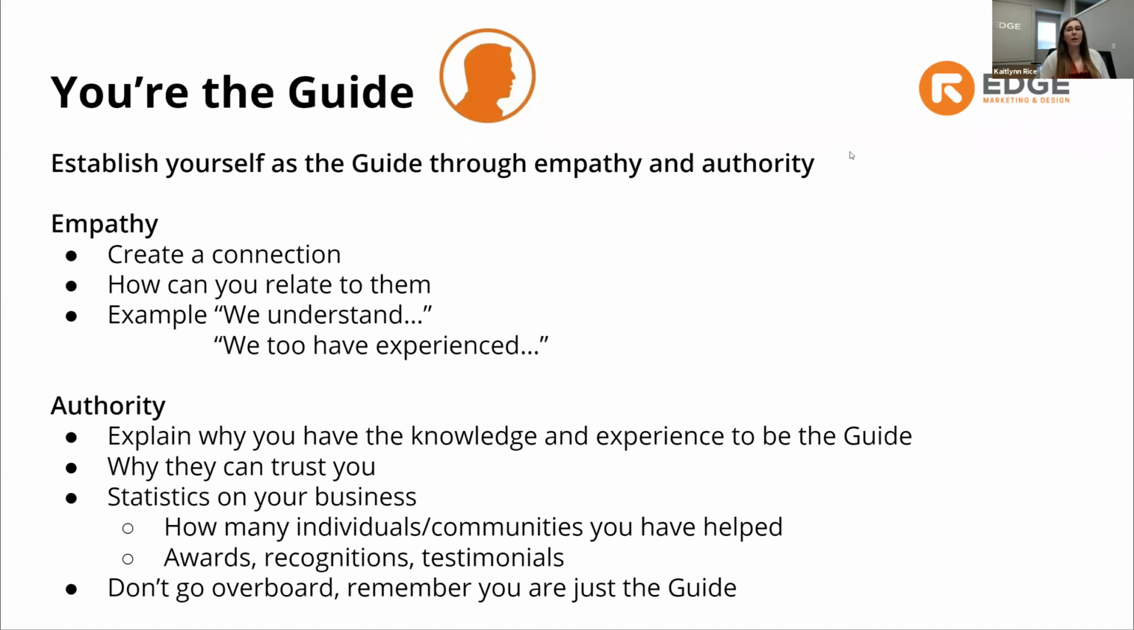The next thing is we want to establish authority as a guide. So we want to create trust with the customer: why they should do business with us, and why they can trust us to do business with them.